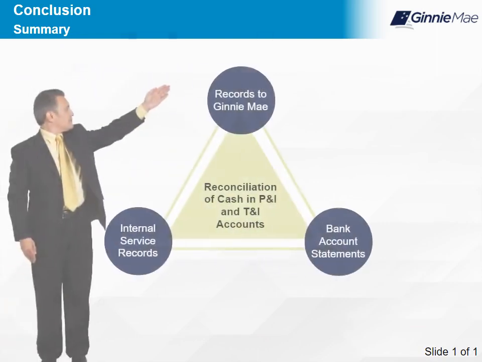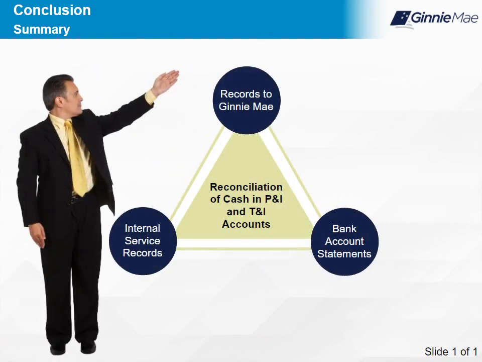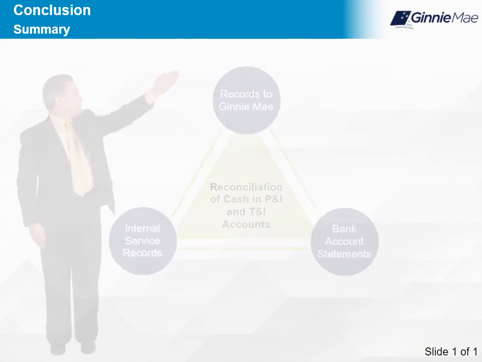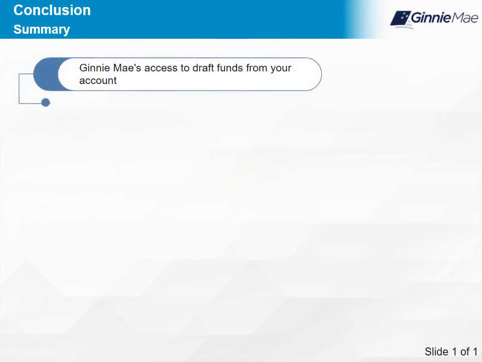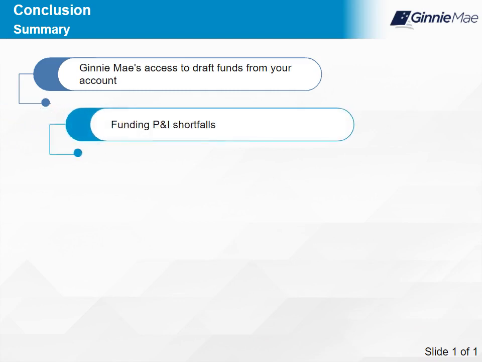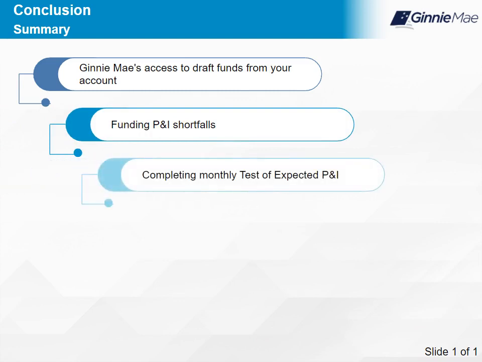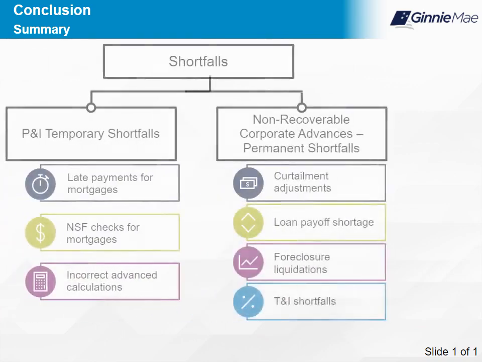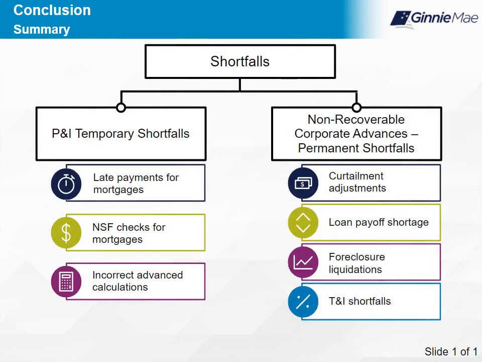The goal of this training module was to provide a fundamental understanding of the cash management and reconciliation requirements. You learned that cash management includes Ginnie Mae's access to draft funds from your account. It also includes funding P&I shortfalls and completing monthly tests of expected P&I refunds and monthly bank account reconciliations. Next, you explored what causes P&I temporary and permanent shortfalls and methods for funding the shortfalls.